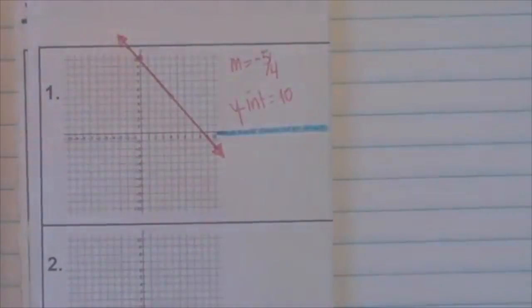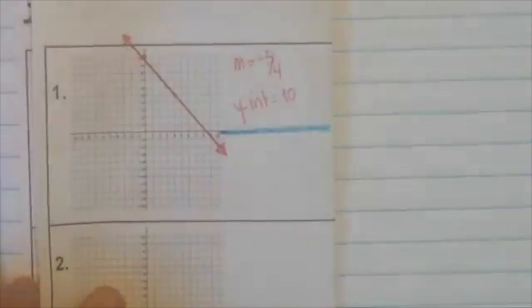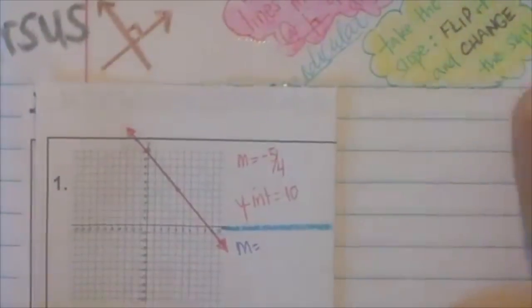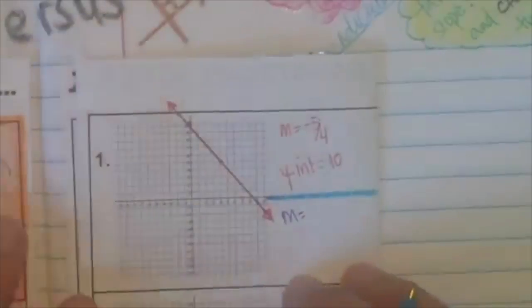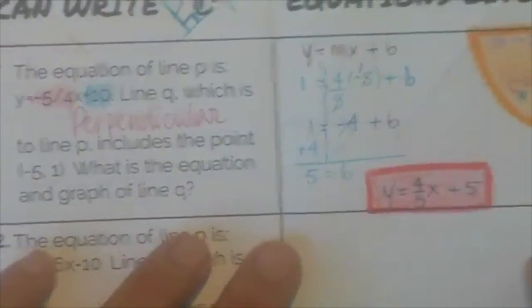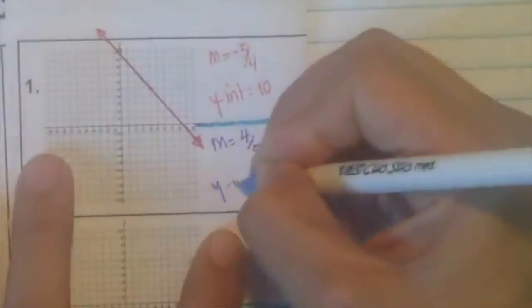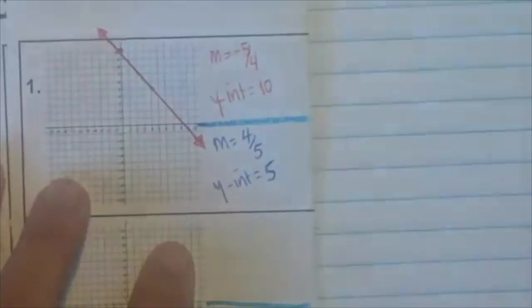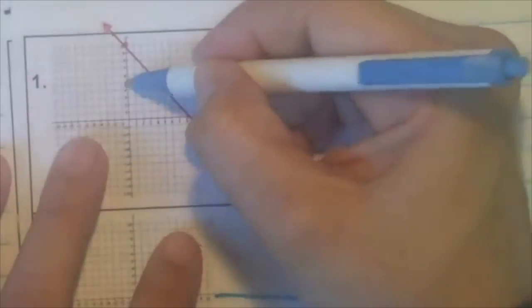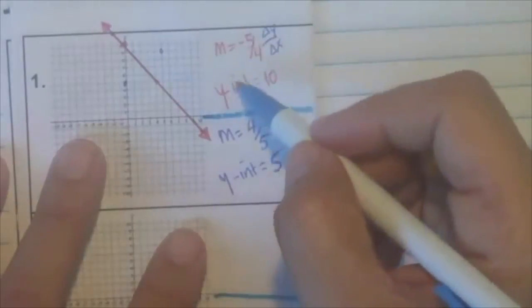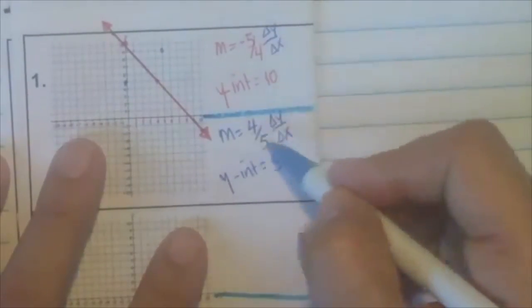All right, if we did this right, it should cross at 90 degrees. So the second one, the slope, is 4 over 5, because you flip it and change the sign. And then we can just start at that point that they give us, the negative 5, 1. Or you can use the y-intercept. So I'll use the y-intercept 5 on this one. So 5, and then we're going to go up 4, right 5. Up 4, right 5. Because that's the slope.